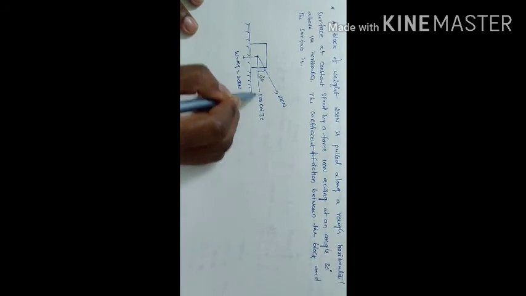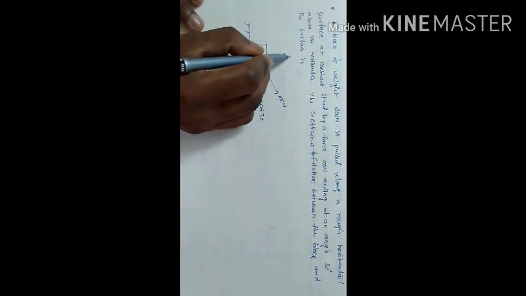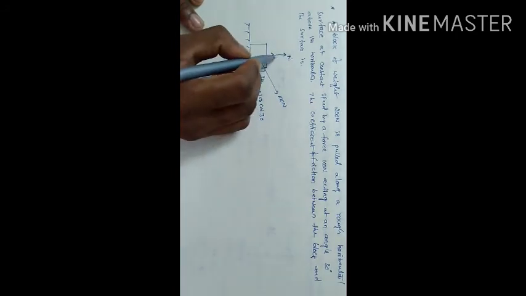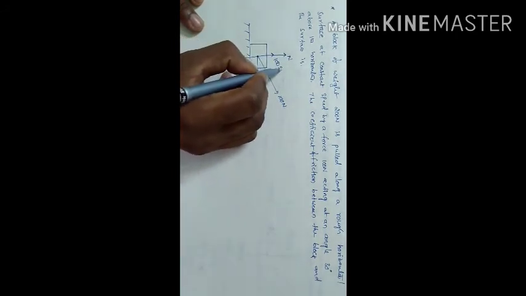Okay, so now this force can be resolved into two components. This is the force 100 cos 30, one component, and there is one more component. Already there is N. At the same time, one more component is 100 sin 30. Okay, so in this condition we need to calculate the coefficient of static friction between the block and surface.